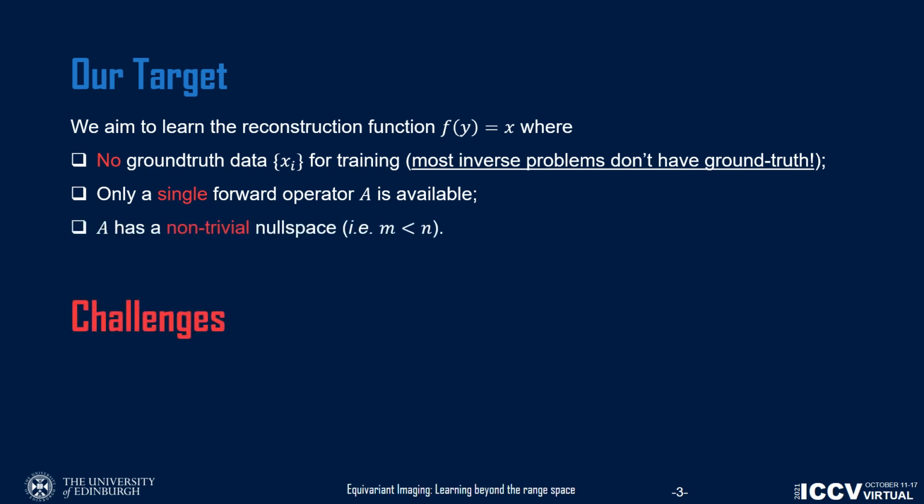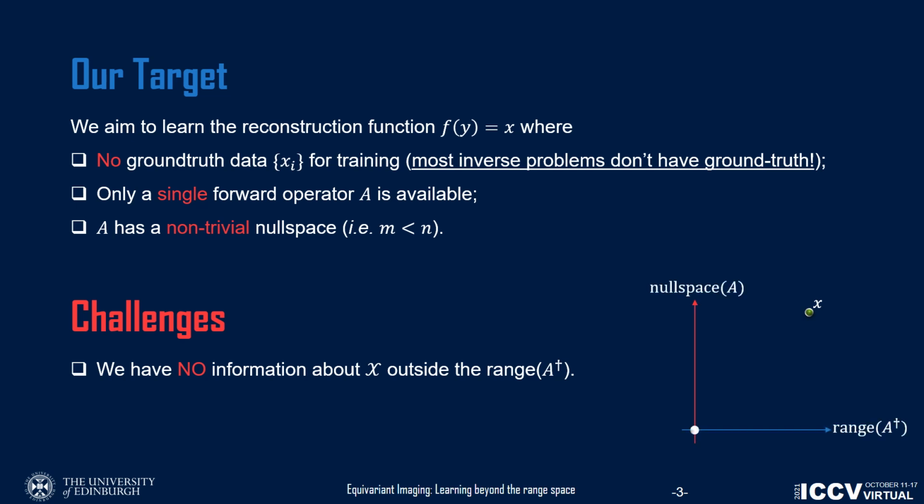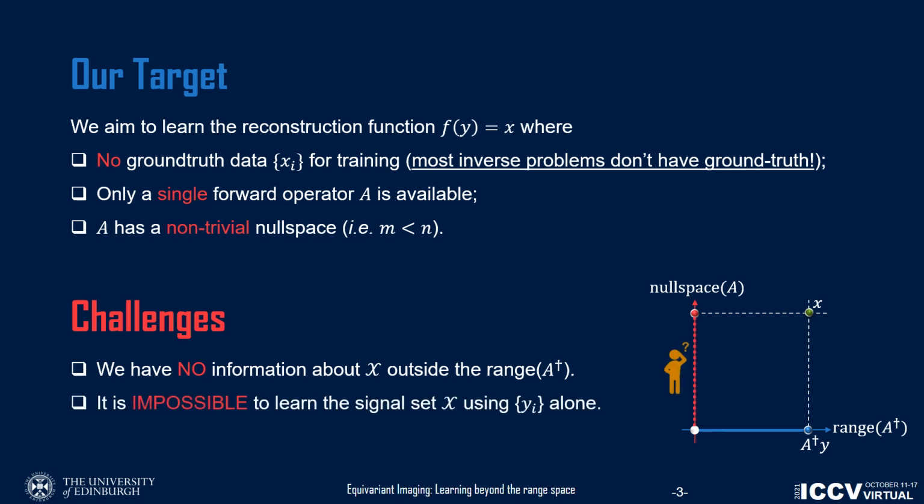This is a very challenging setting because we have no information about x outside the range space of A pseudo-inverse. For example, in geometry, the ground truth signal x can be decomposed as the sum of two components from the range of A pseudo-inverse and the null space of A. Obviously, under our challenging settings, we can only have the range component A dagger y. So, it is fundamentally impossible to learn the signal set x using the measurement data y_i alone.